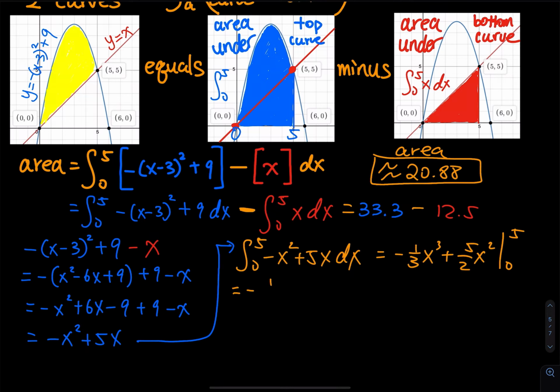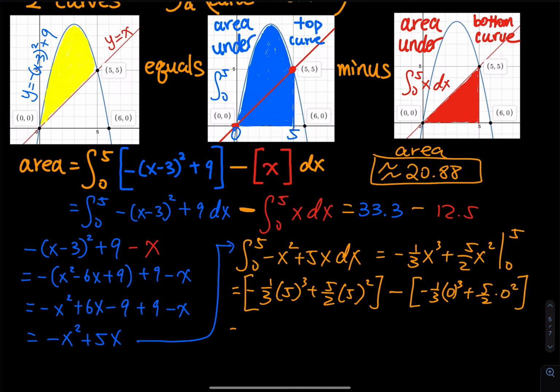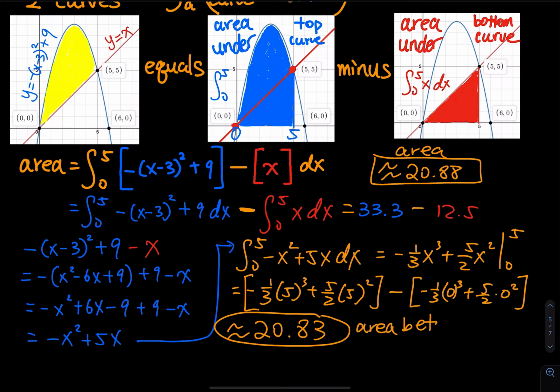So you have a negative 1/3, and then plug in 5 to the third, plus 5 over 2, plug in 5 squared. So this is the upper limit, and then the lower limit, everything goes to 0, right? Let's write that anyway: 0 to the third, and then plus 5 over 2 times 0 squared. So this overall, you can just do an approximation. That gives you approximately 20.83. So this is the area between two curves. That is the area between two curves.